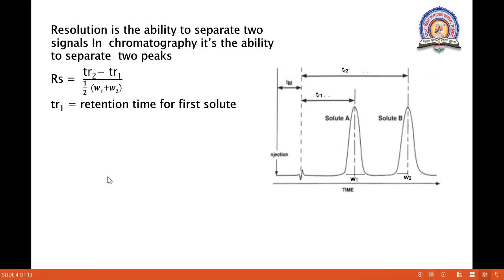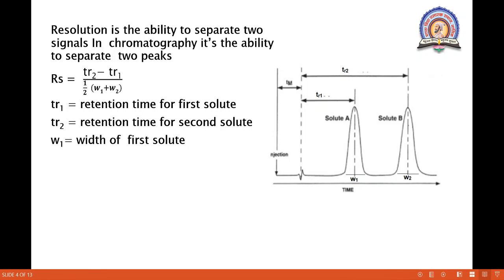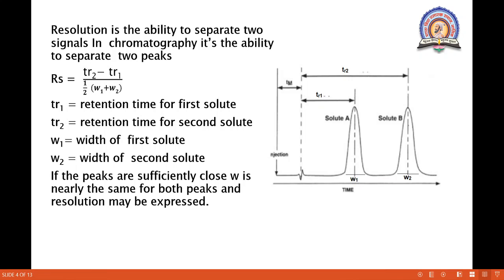So here the terms are: Tr1, the retention time for the first solute. Tr2, the retention time for the second solute. W1 is the width of the first solute. W2 is the width of the second solute. If the peaks are sufficiently close, W is nearly the same for both peaks and the resolution may be expressed accordingly. If the W is sufficiently close, then the resolution may be expressed.